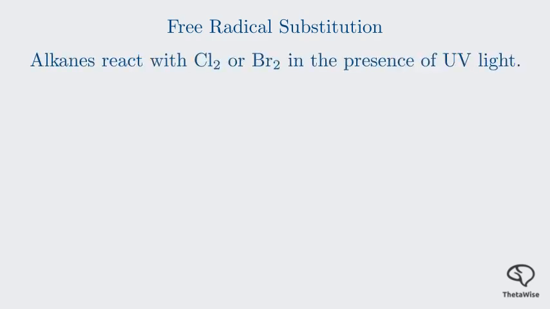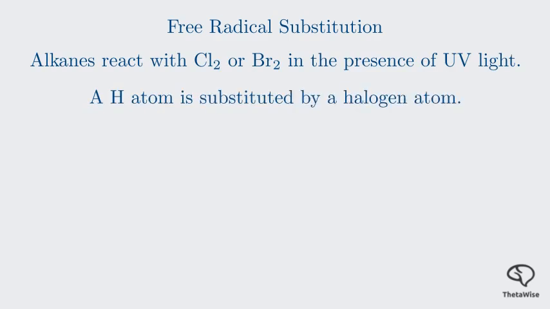Alkanes react with halogens like chlorine or bromine, but not fluorine or iodine, in the presence of ultraviolet light. This UV light provides the energy needed to kickstart the reaction. In this reaction, a hydrogen atom on the alkane is replaced by a halogen atom. Let's use methane and chlorine as our main example. The reaction is CH4 plus Cl2 gives CH3Cl plus HCl.